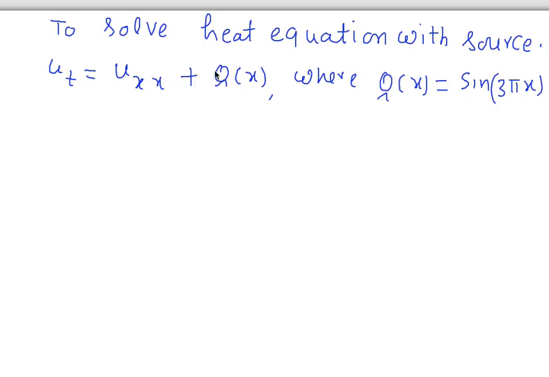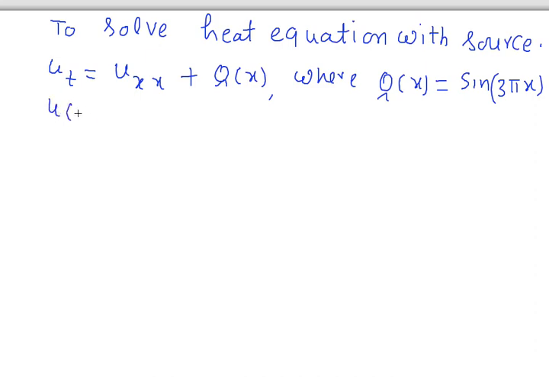Hello student, today I am going to solve the heat equation with source. Here you can see the partial differential equation u_t = u_xx + q(x). This q(x) part is the source. And here the source q(x) is given by the function sin 3πx, and also the boundary conditions.